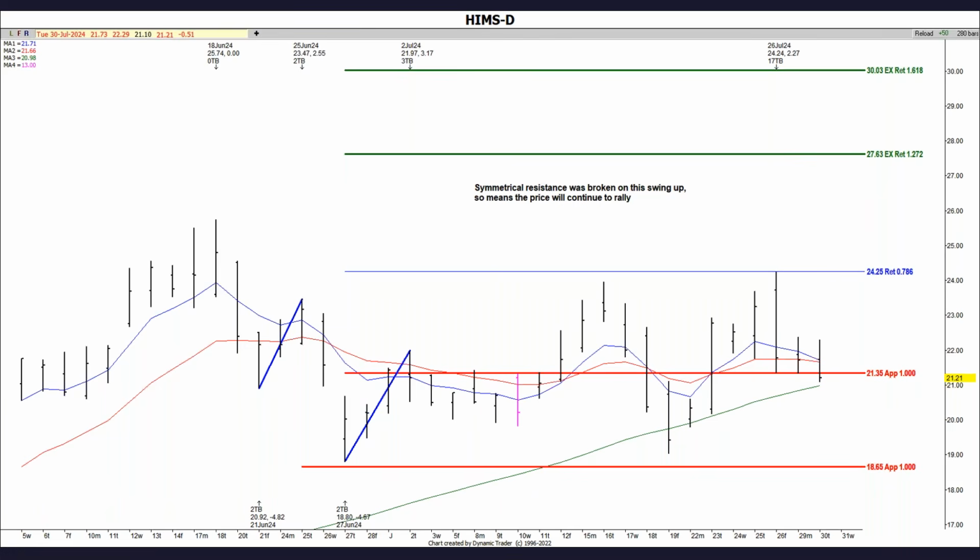So HEMS, okay, this is an example of when the symmetry was broken all the way up, suggesting that we have a low in place and the stock is going to continue to rise. All right, so I projected the symmetrical resistance from the 21st of June to the 25th of June, projected from the 27th of June low, right? When we went through and busted that symmetry at $21.35, that told me that this move was going to continue up, and that is what happened on Tammy's.